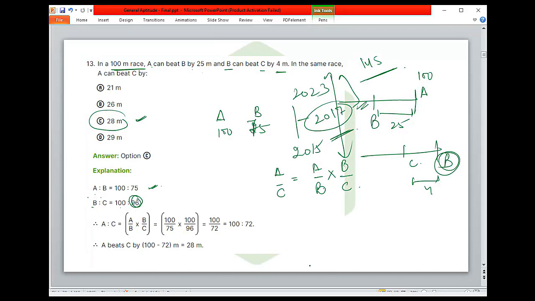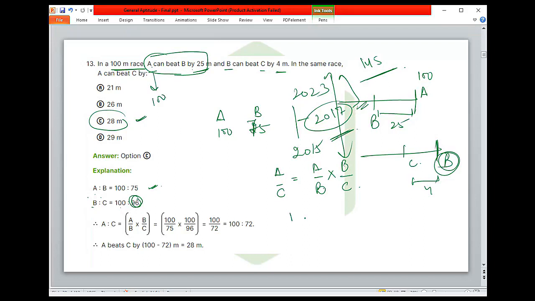B is at 75. Sweetie, I've already told. B is at 75. Okay, but when beating means what? How do you win a race? We win the race when we are at the end, right? And one more thing, if you're confused with this, not just you, others also, just think about why we are taking A at 100.